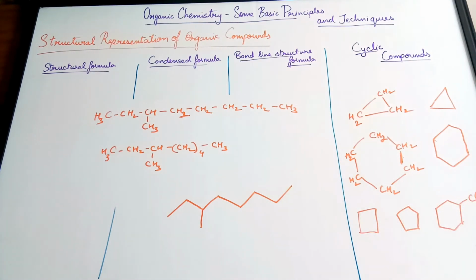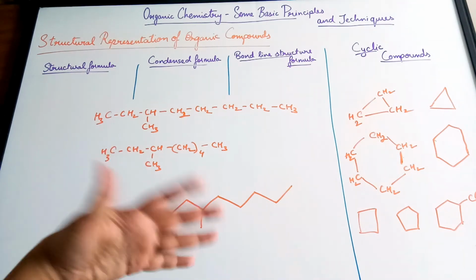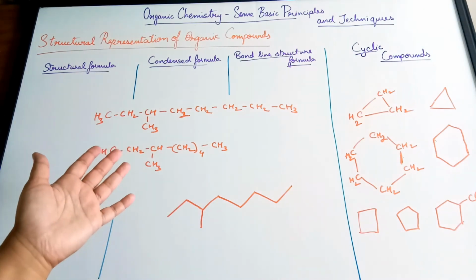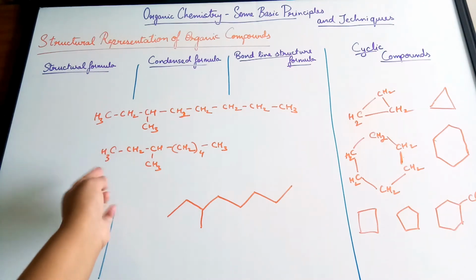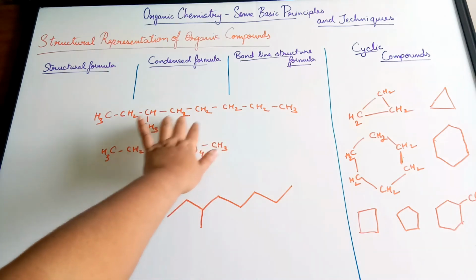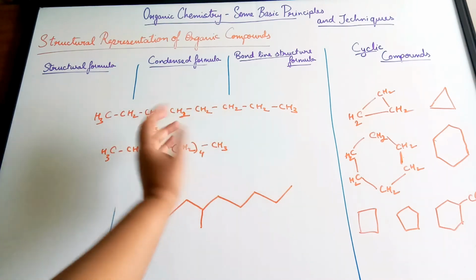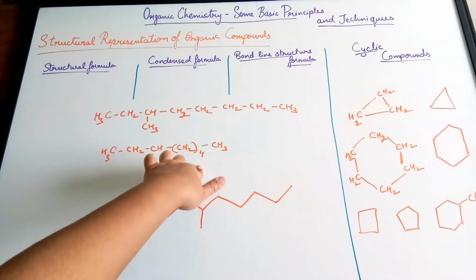So in this video, we discussed the various ways of representing organic compounds. We went from the structural formula, which represented all the atoms along with their bonds, to a condensed formula, which made things a little easier. We don't represent each of these bonds, that is hydrogens and so on. And if there are many carbon atoms, you can just mention the number as a subscript.